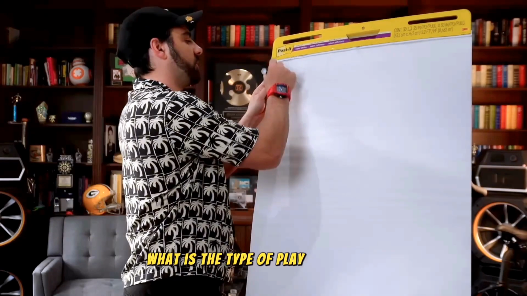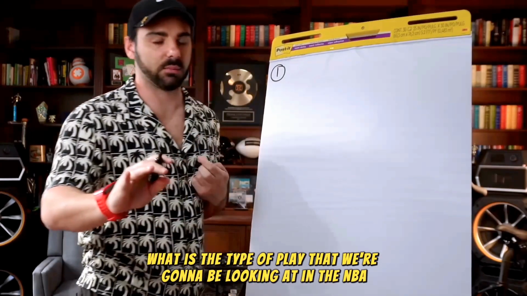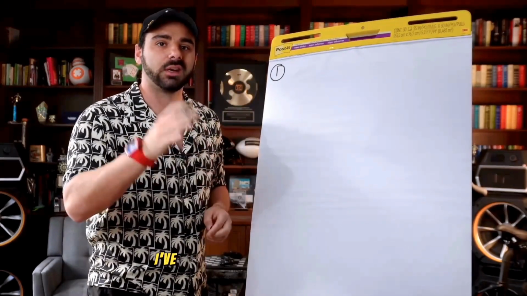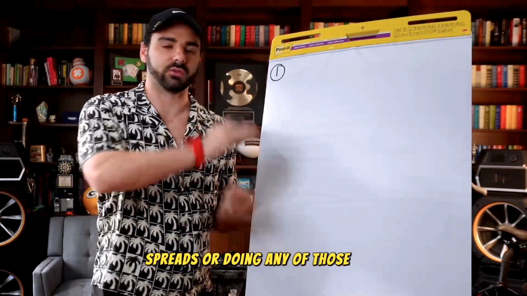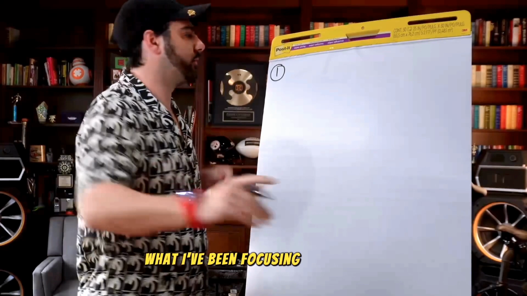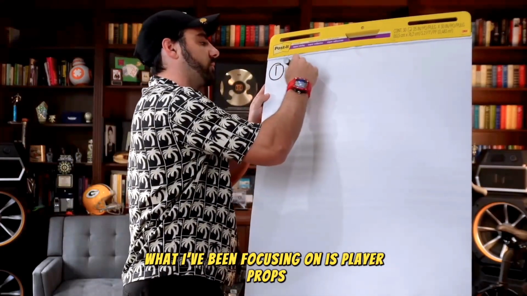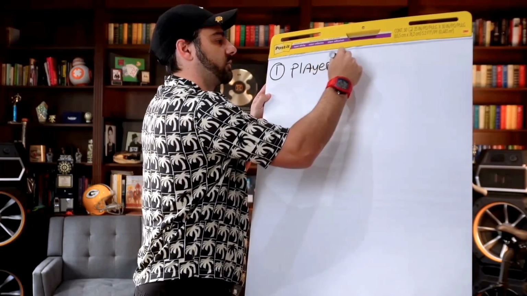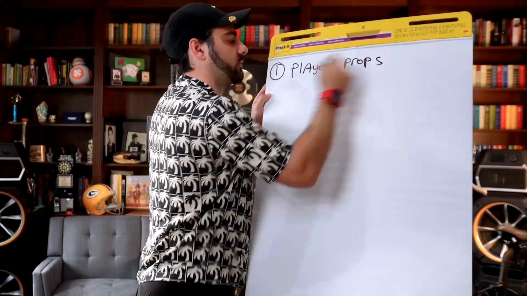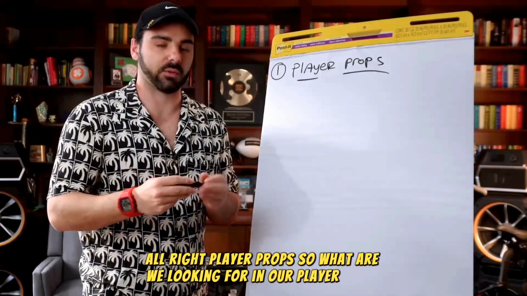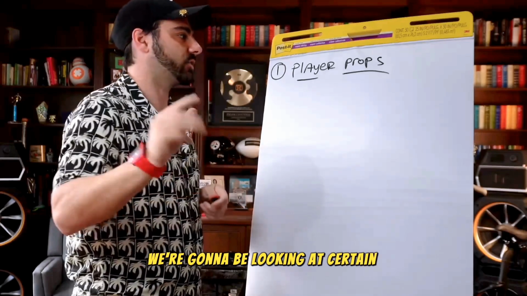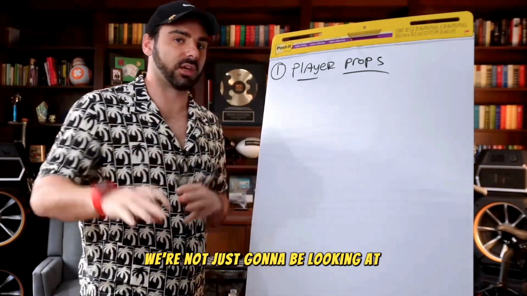What is the type of play that we're going to be looking at in the NBA? Now, to be honest with you, I've been able to do this without looking at totals, spreads, or doing any of those ridiculous parlays. What I've been focusing on is player props. All right, player props. So what are we looking for in our player props? We're going to be looking at certain numbers. We're not just going to be looking at any player prop.